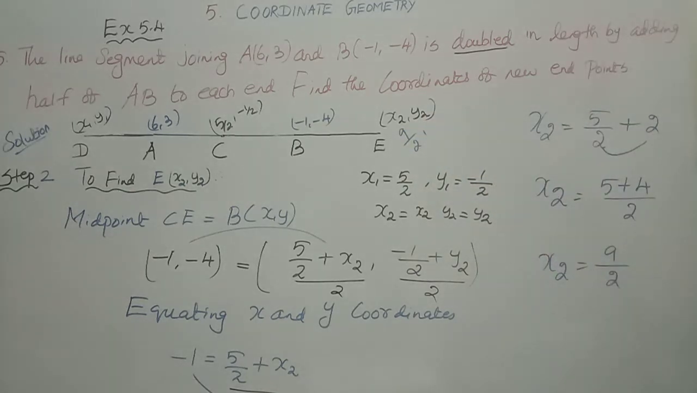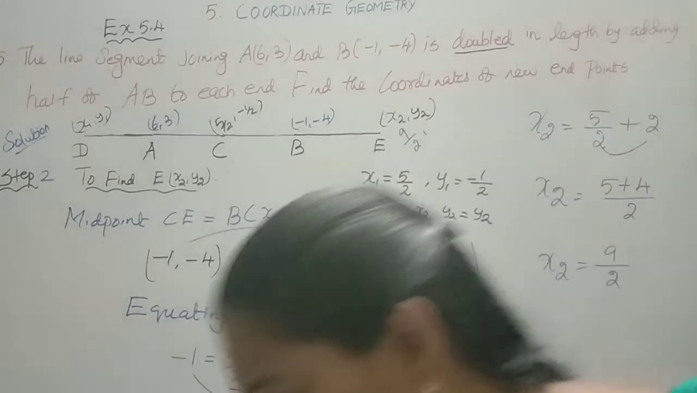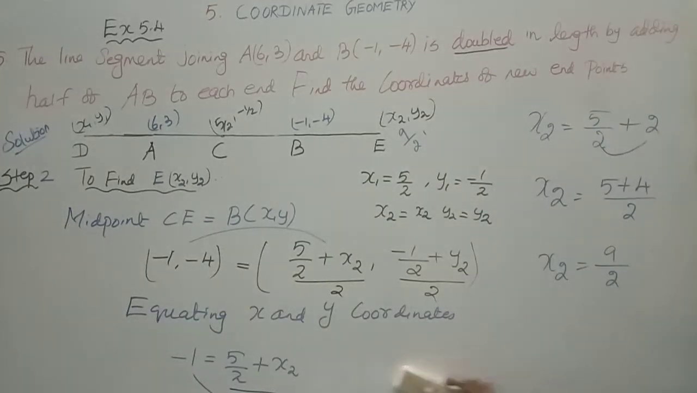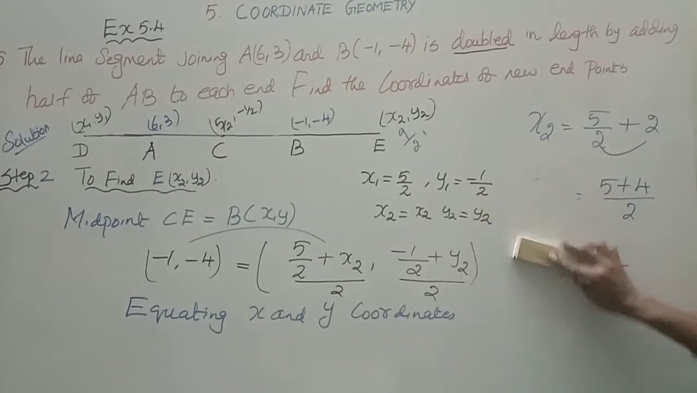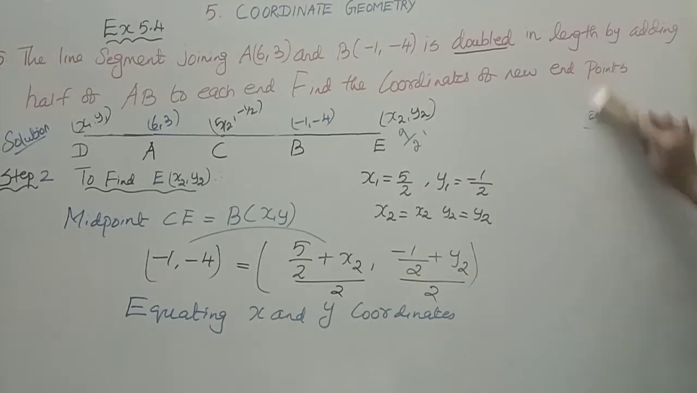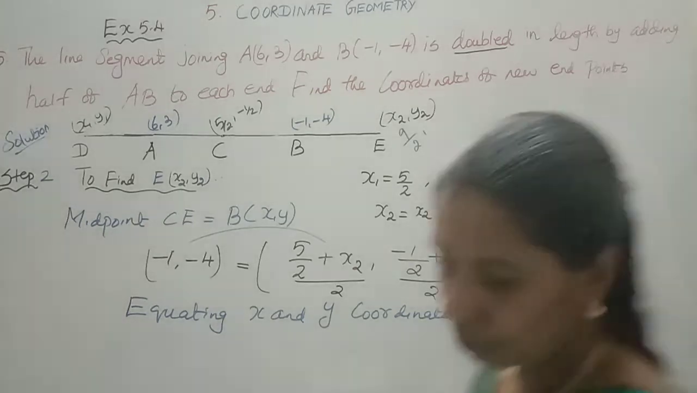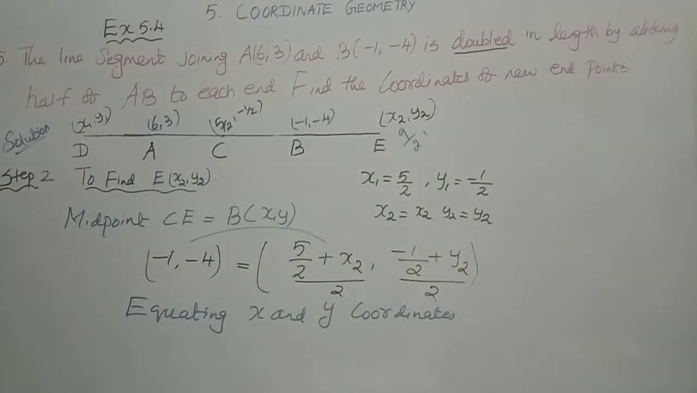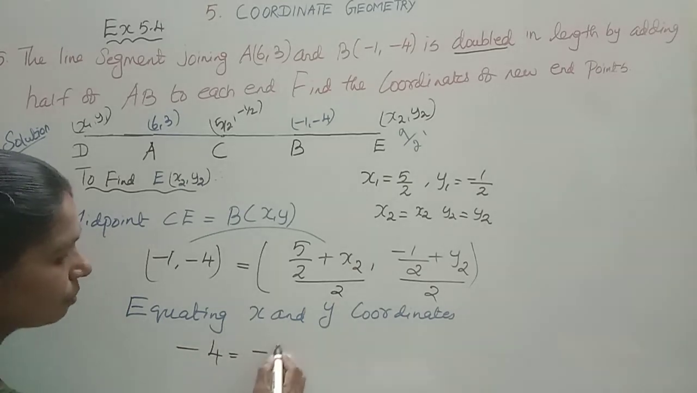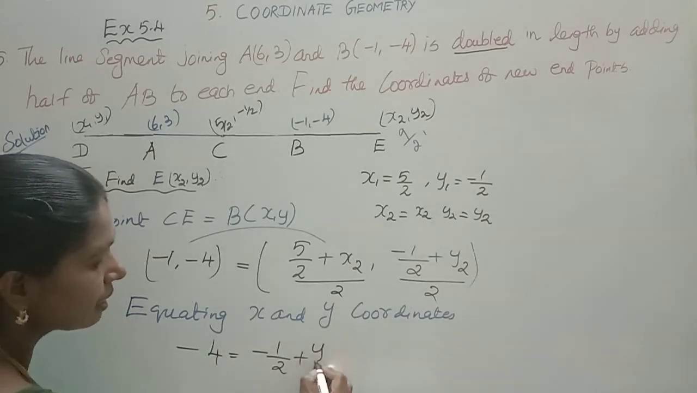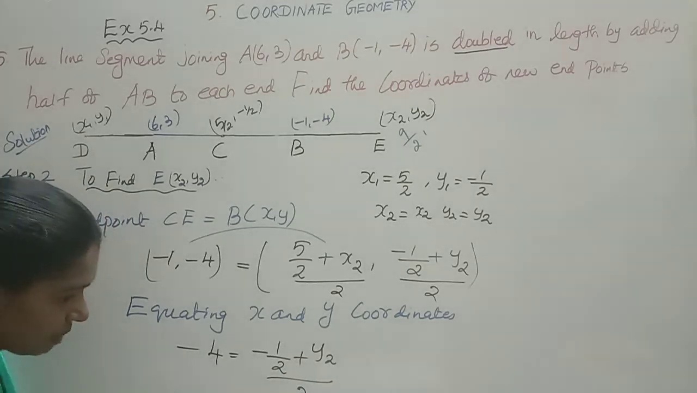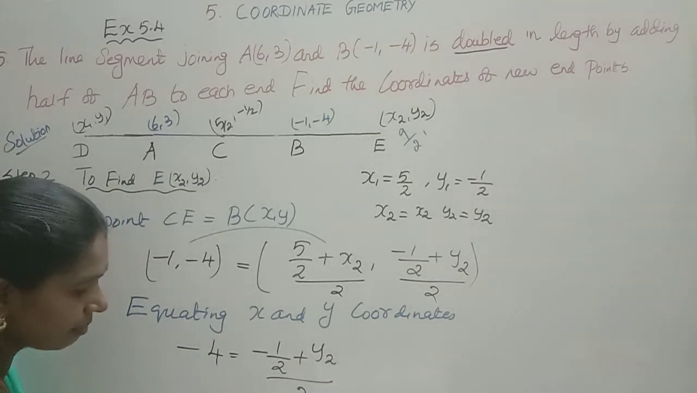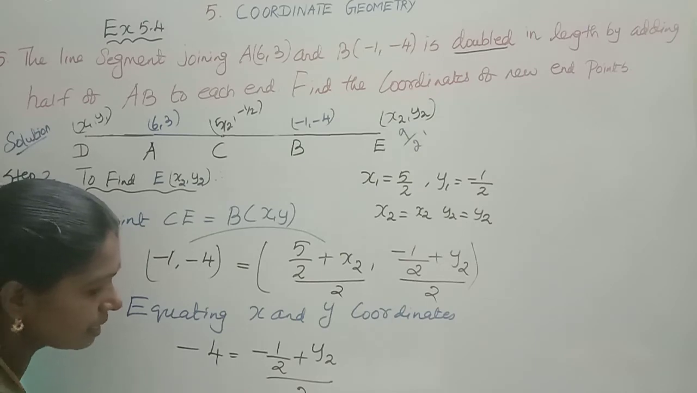Now the remaining is I have to find y2. So we are going to equate the y coordinates here. What is the y coordinate here? Minus 4 is equal to minus 1 by 2 plus y2 by 2. Make cross multiplication. You will have minus 4 into 2, minus 8 equal to minus 1 by 2 plus y2.